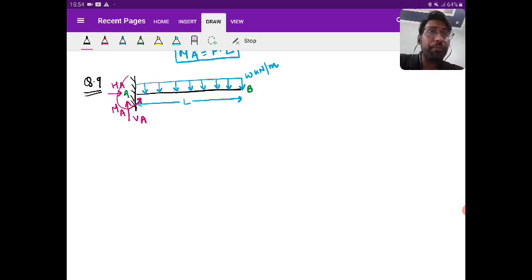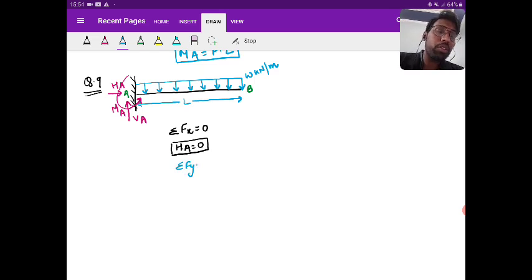Okay, let's see. First of all, I'm using the equation summation Fx is equal to 0. From here, I can directly write HA is equal to 0. Next equation, summation Fy is equal to 0, taking upward positive, downward negative.